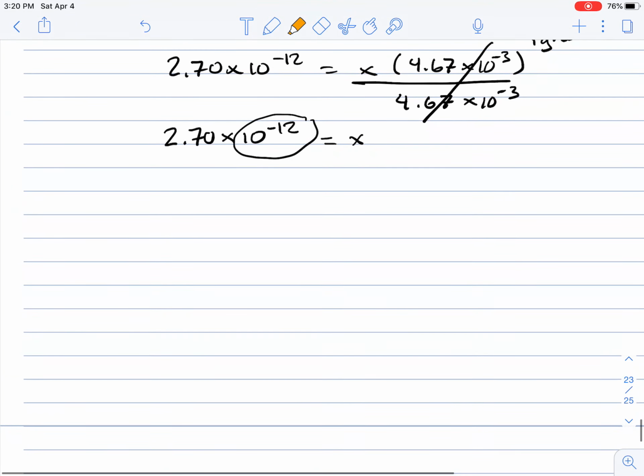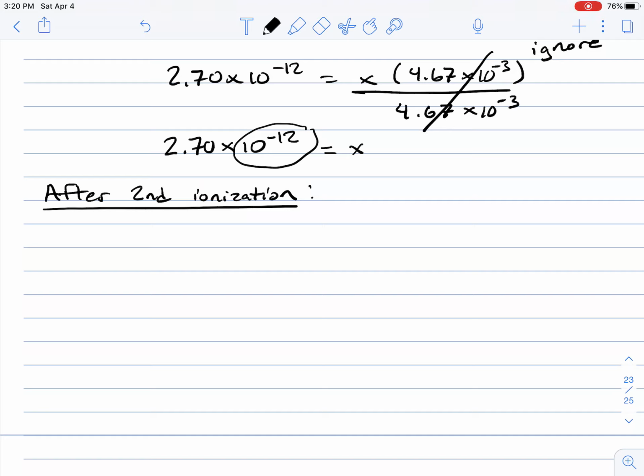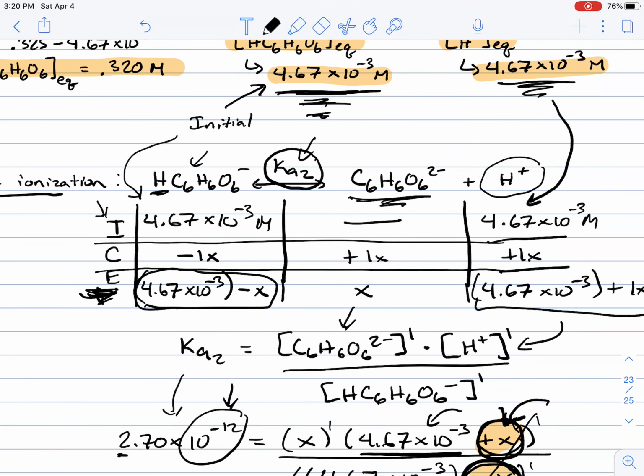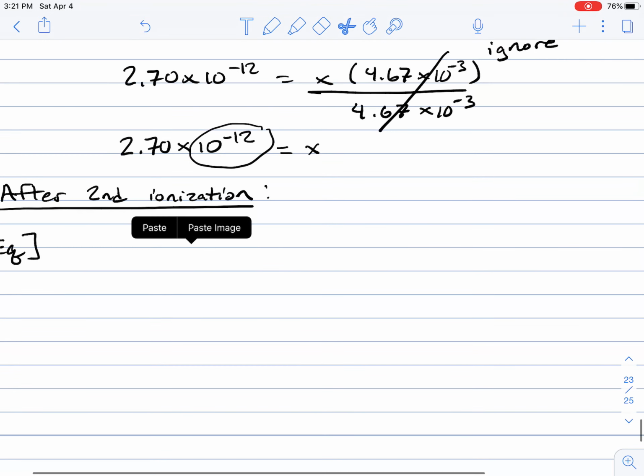So let's go ahead and summarize that statement. And so after the second ionization, we're going to go ahead and look at the equilibrium concentrations for this chemical equation. So I'm going to go ahead and just copy this, and I'll erase some stuff.